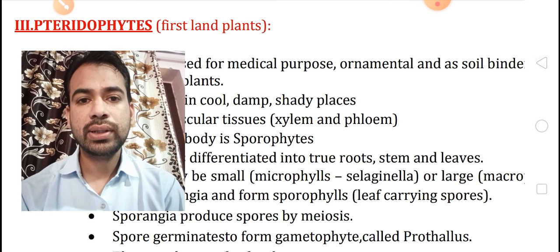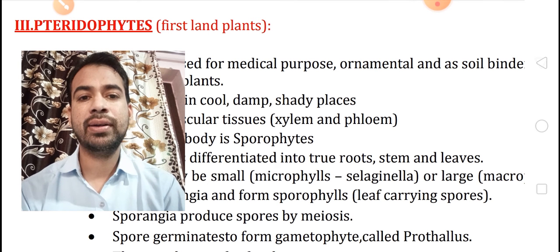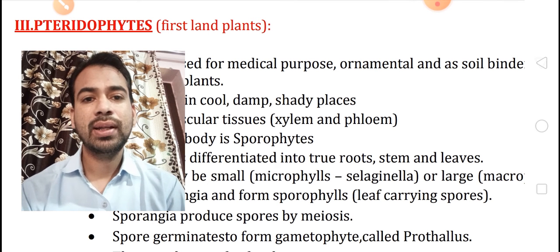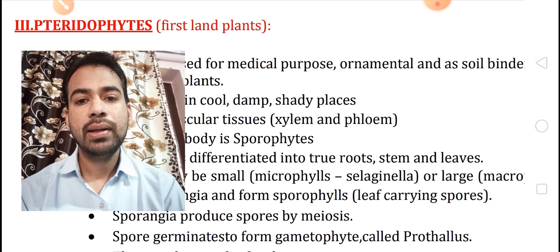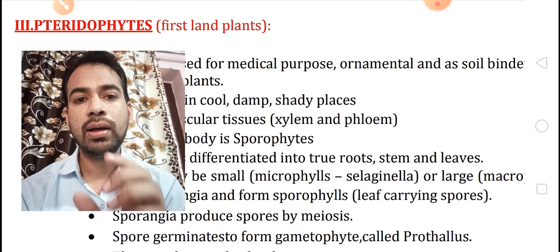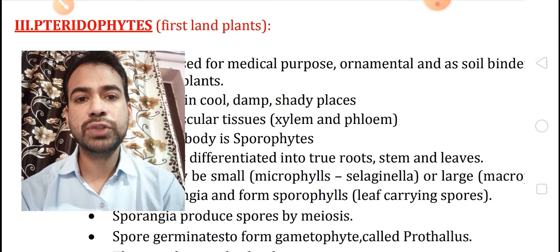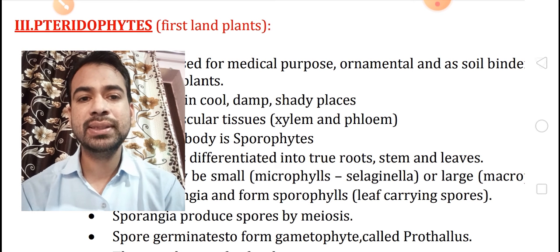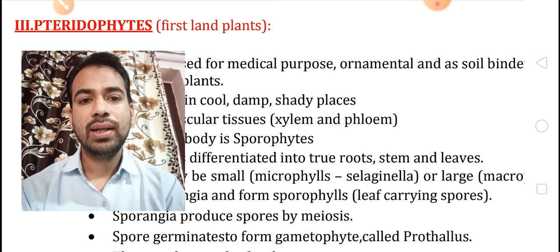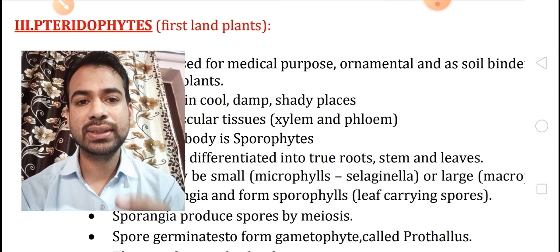This plant has some economic importance because it is used as an ornamental plant. This plant is also used for medical purposes. The plants have vascular tissue, xylem and phloem. So pteridophytes have some special features as compared to algae and bryophytes. Okay, so let's start with pteridophytes.